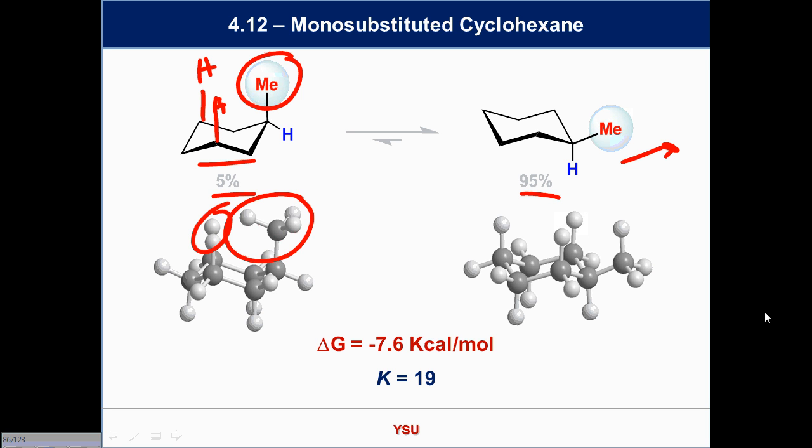Now, question is, how does it get from here to here? What process is required to happen to get from there to there? The ring flip, yeah? Up and down versus down and up. That's all it was. That's all it was.